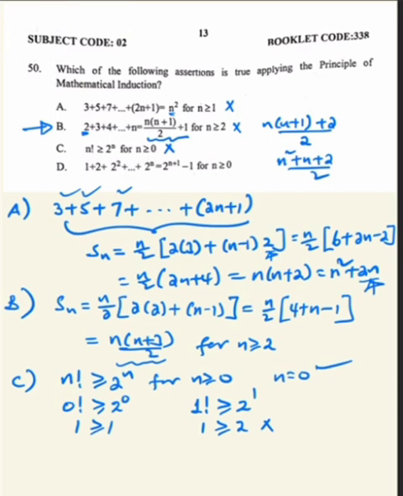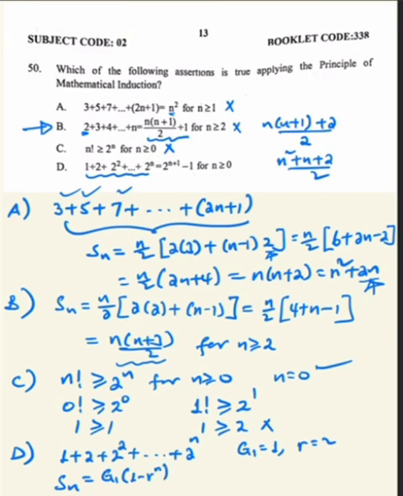What remains is D. You can circle D, but let's see together how D can be the answer. The sequence in D is 1 plus 2 plus 2 the power of 2 and so on. This is a geometric sequence. The first term is 1, the common ratio is 2. The sum of the first n terms of a geometric sequence is g1 times 1 minus r the power of n over 1 minus r. Putting the values in, 1 minus 2 the power of n over 1 minus 2, which is 2 the power of n minus 1.